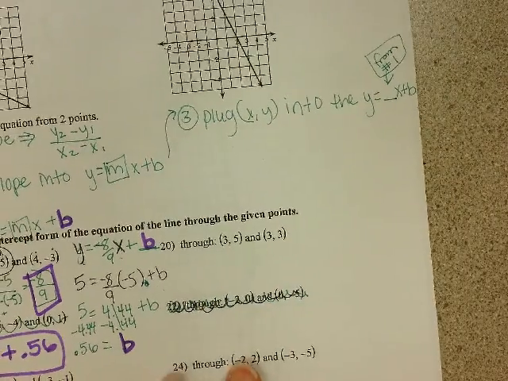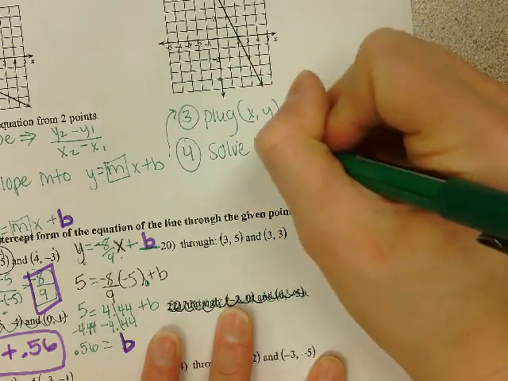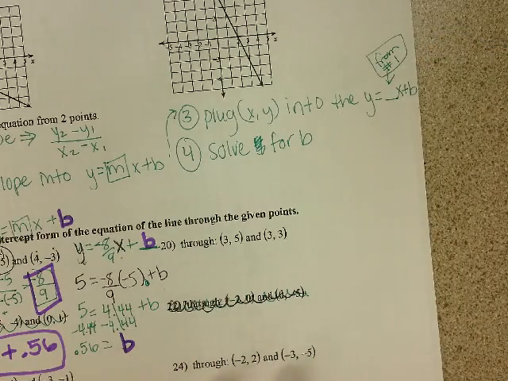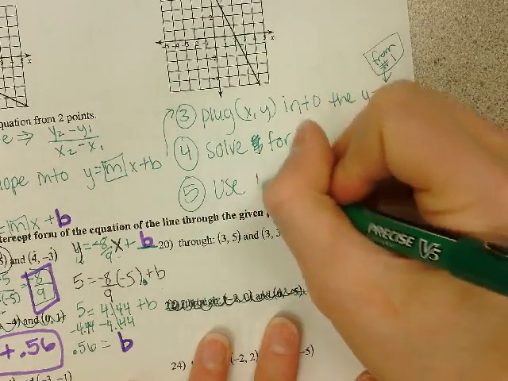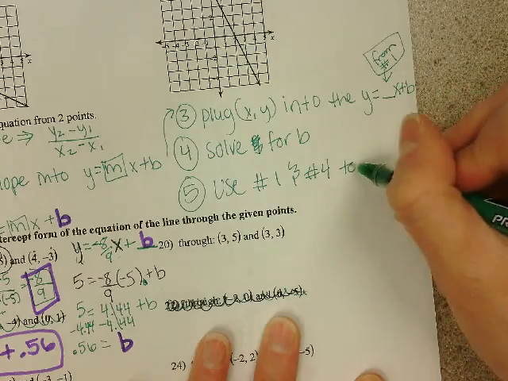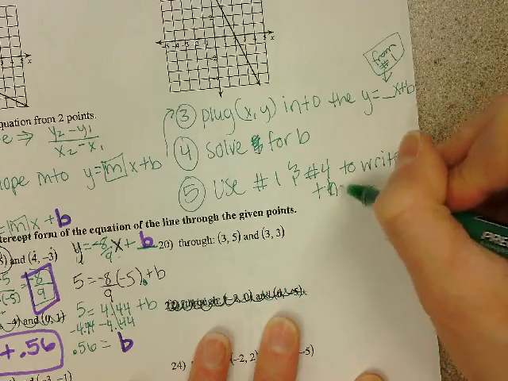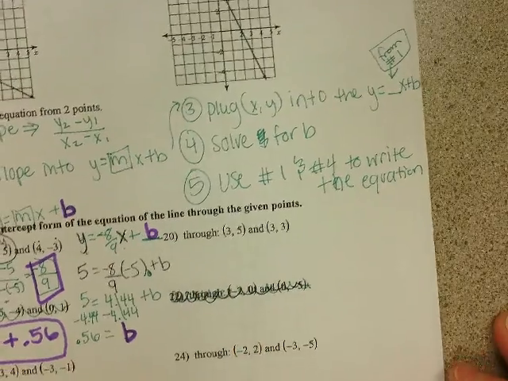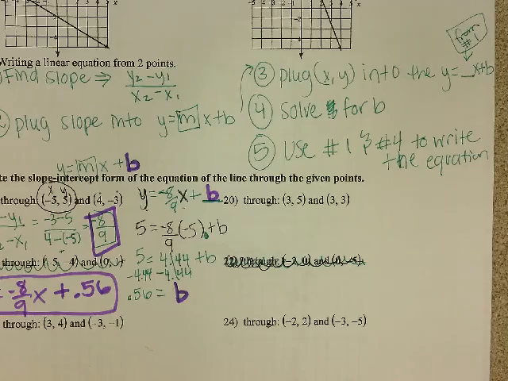All right. Now, number 4, solve for b. And then once you've done that, use number 1 and number 4 to write the equation. Okay. So that's basically what we did.